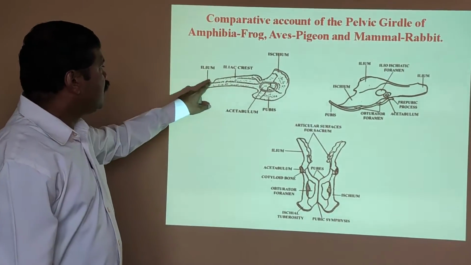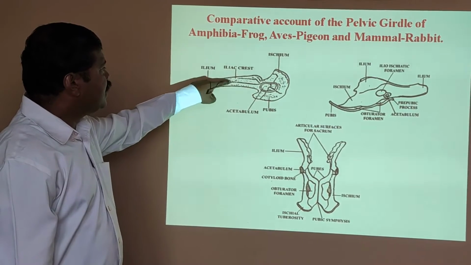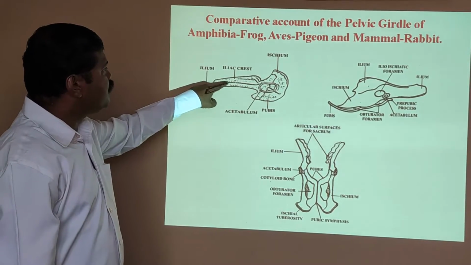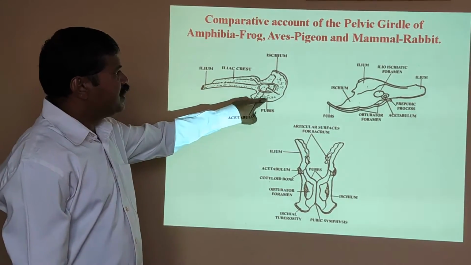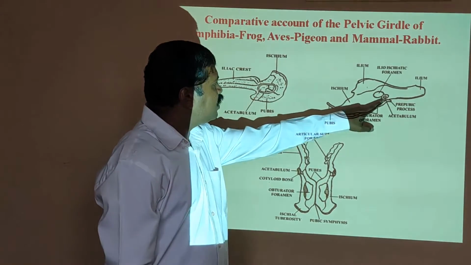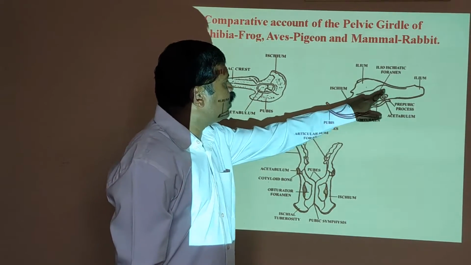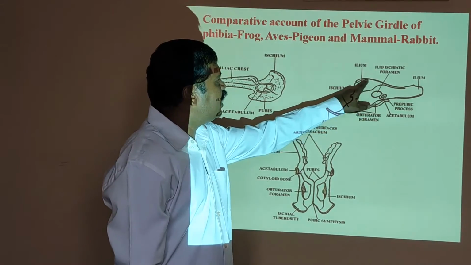In the case of the frog, you can see these two are the ilia, the ischium and the pubis. In the same way, in the case of the pigeon, the ilium occupies the largest portion, the anterior and the middle portion.